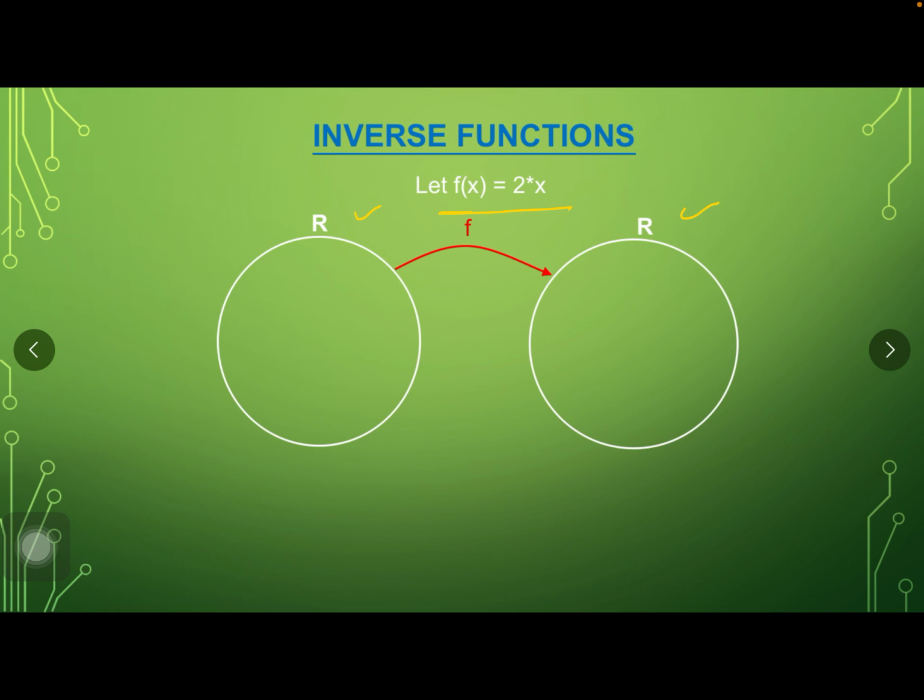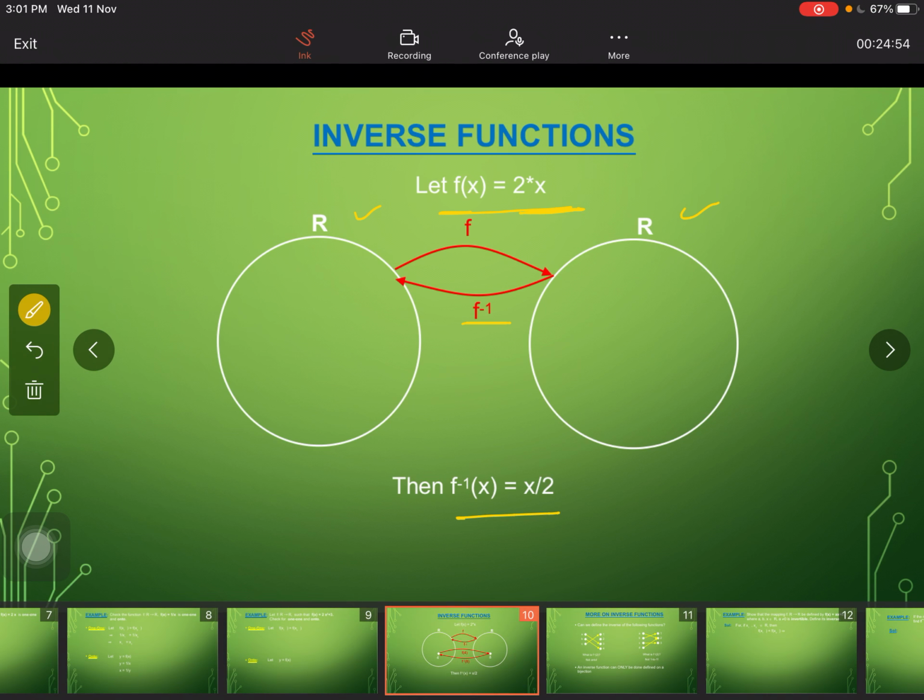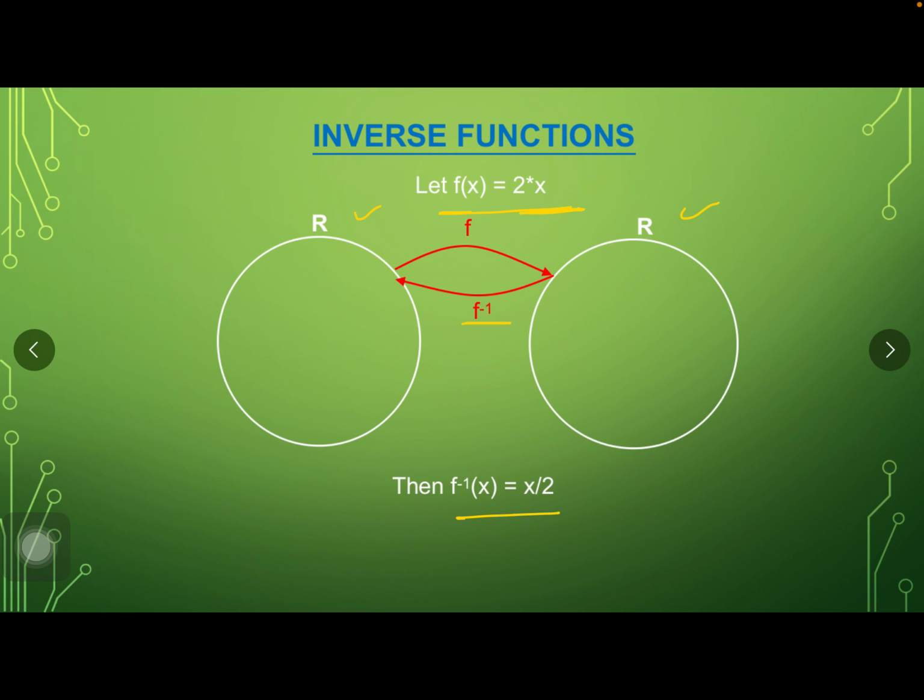Clear? Now next is the inverse function. So what is the inverse function? Let f(x) equal to 2x, we have the function, so here our function is real to real. Now this is the function f(x), and this is called f inverse. So if our f(x) is 2x, what will be f inverse of x? F inverse of x is x by 2.